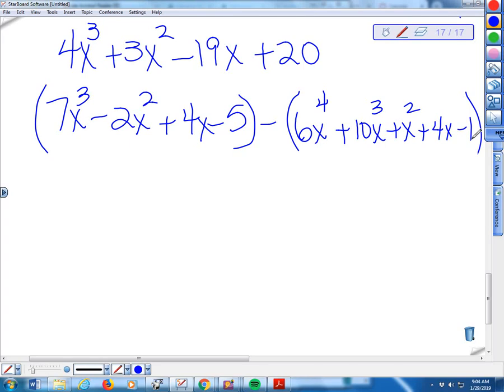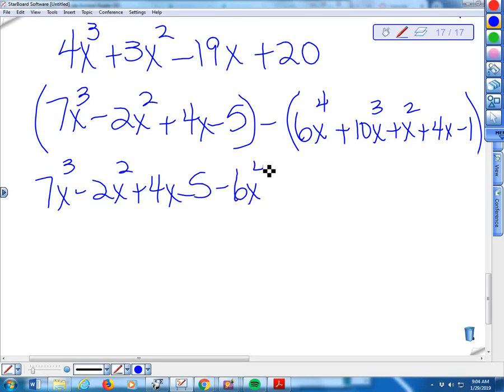Distribute the 1 so you can drop your parentheses. I'll distribute the 1 here, and then distribute the -1. So tell me what it's going to be. Negative 6x to the 4th power minus 10x cubed minus x squared minus 4x plus 1. Good. And then combine your like terms with the same power. So 7x minus 10x is negative 3x.